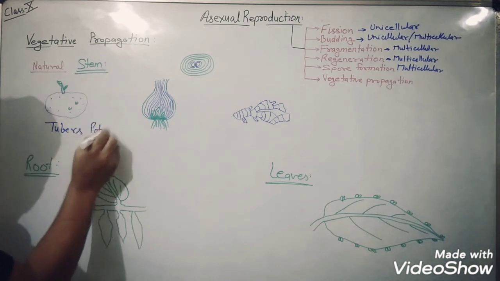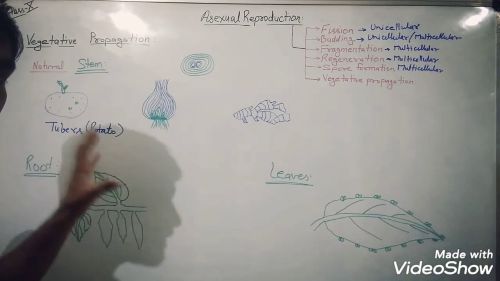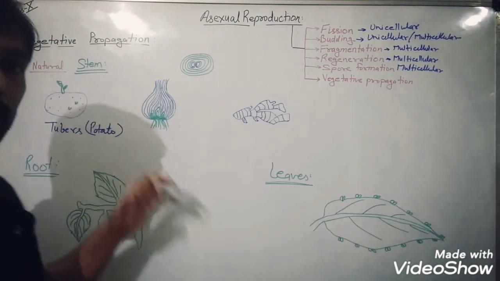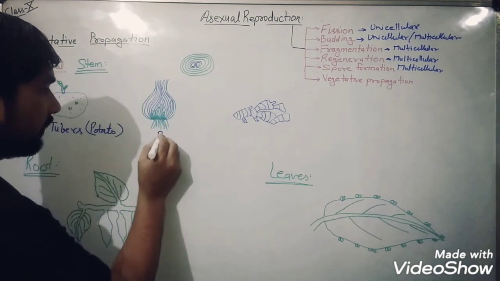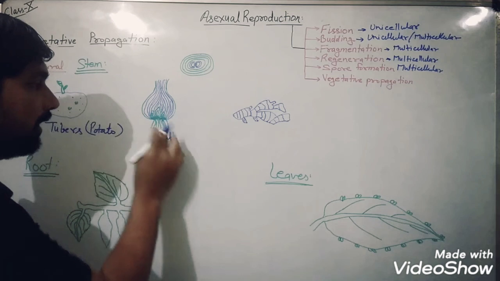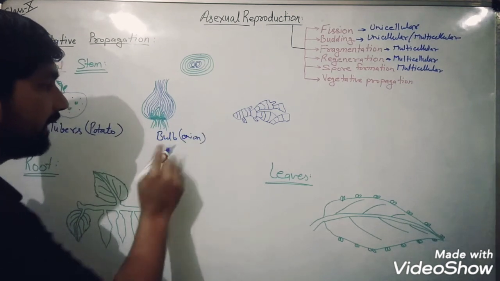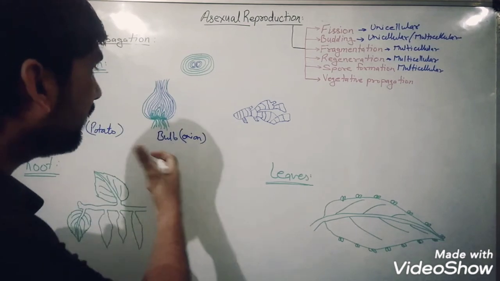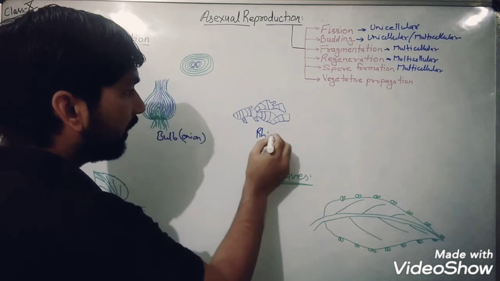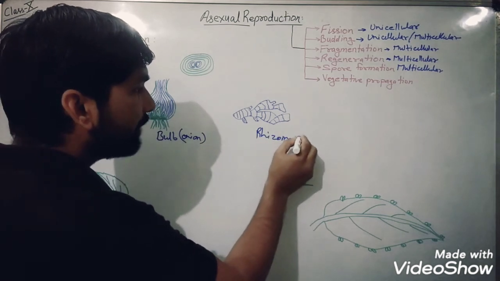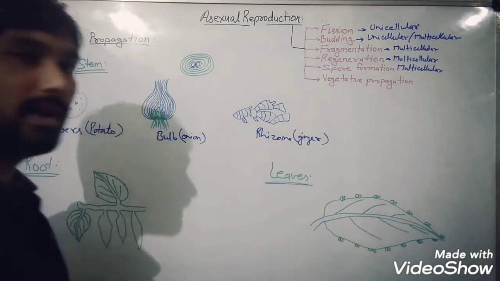For an example, potato. So we know that potato is what? A stem, and they are known as tubers. Why? Because they store starch in them. This is what? Again, a stem, that is known as what? Bulb, and it is an example. When we take the example, we can see onion and garlic, example of bulb. And this is what? A modified stem, that is known as rhizome. And when we take the example, we can see here ginger or turmeric.